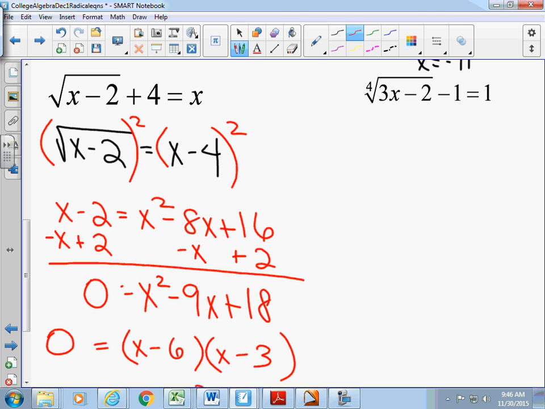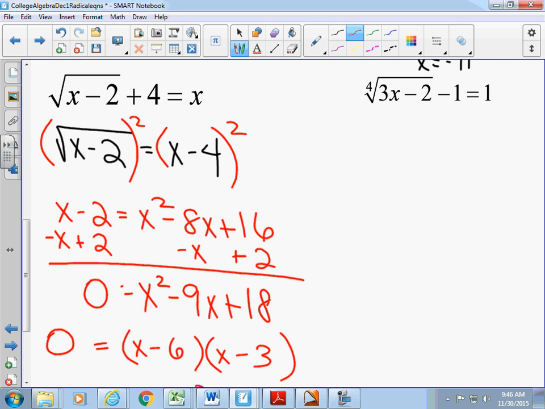6 minus 2 is 4. The square root of 4 is 2. 2 plus 4 is 6, which is 6, so that's good. So the 6 works. Am I going too fast on that checking? You are welcome to use a calculator on the checking. Plug it in both sides.